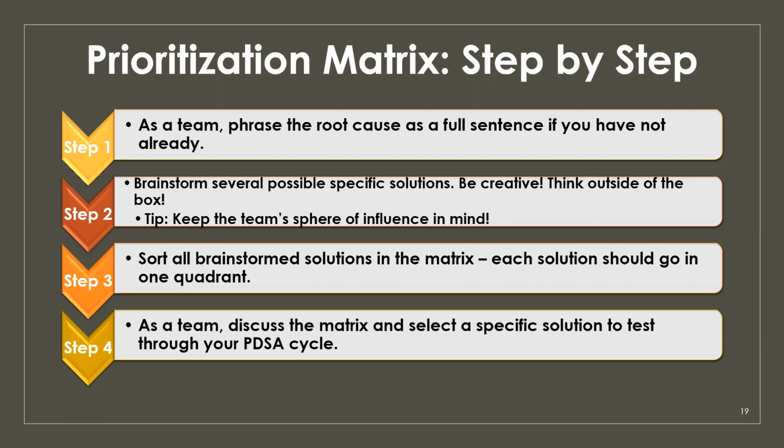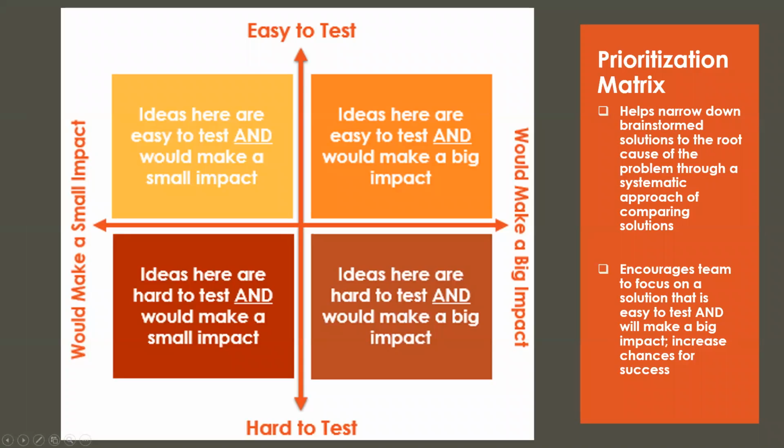So step 3 is really sorting all of those brainstormed solutions into the matrix. And let me go back. So the matrix has, as you probably noticed, 4 quadrants. It's set up so that from top to bottom, you're thinking about easy to test, hard to test. And from left to right, you're thinking about would make a small impact all the way to would make a big impact. And the different quadrants are where you would then place your solutions that have been brainstormed.